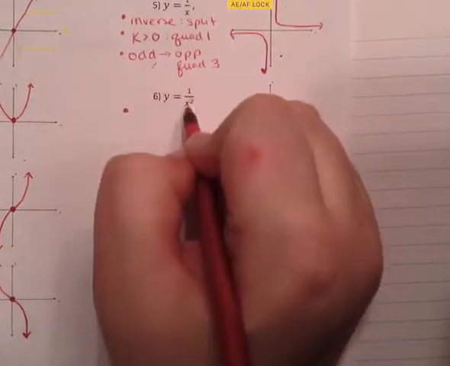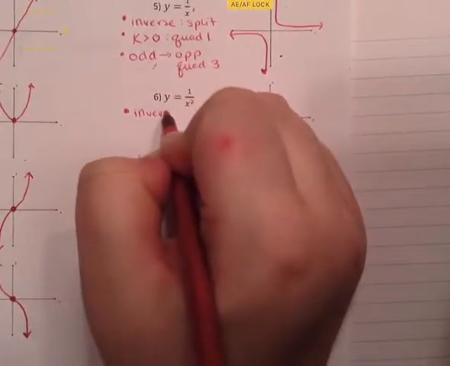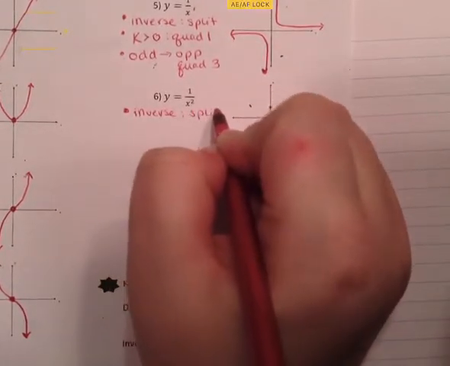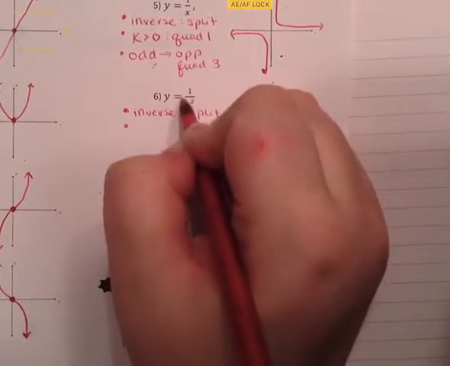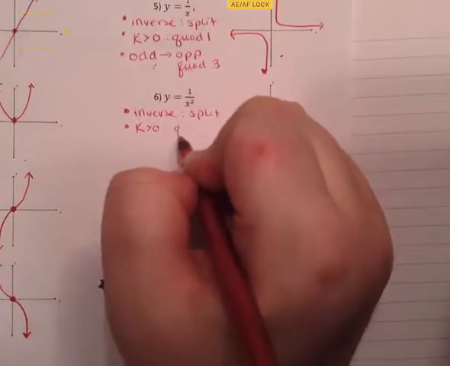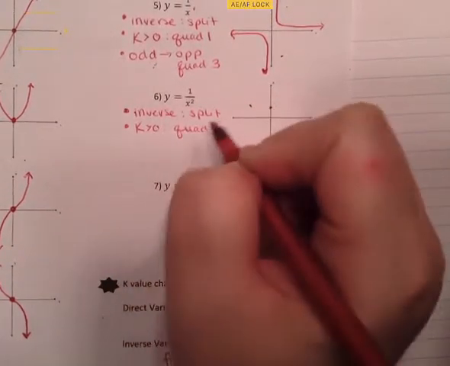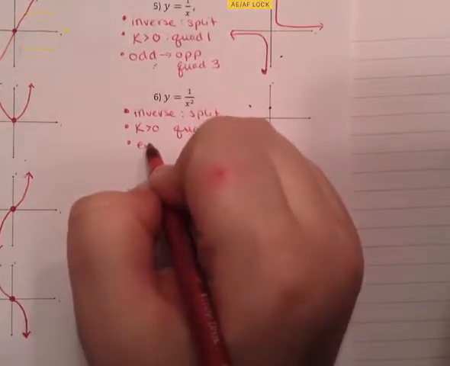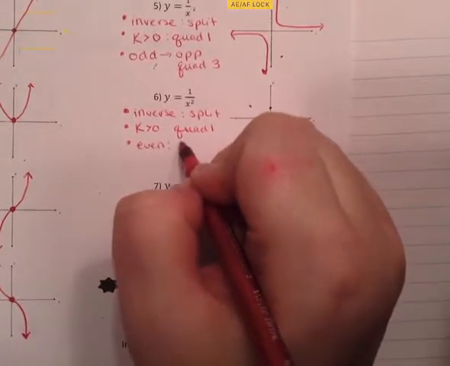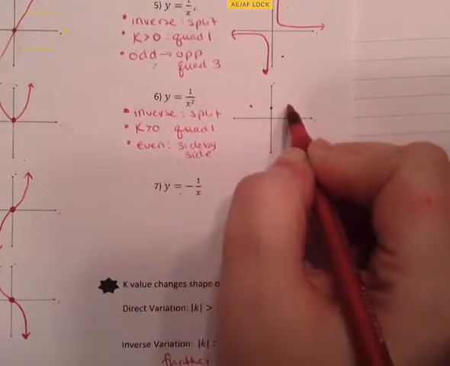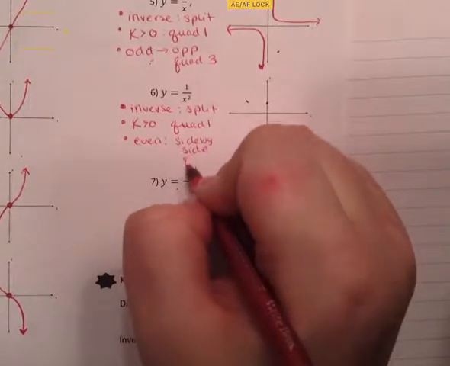On this next example, we again have an inverse variation because it's 1 over x squared. So again, that means it's a split graph. We have a k value of just 1, so it's greater than 0. Means we will have quadrant 1. And then our exponent is 2, which is an even exponent, which means we'll have side by side. So beside quadrant 1 would be quadrant 2.